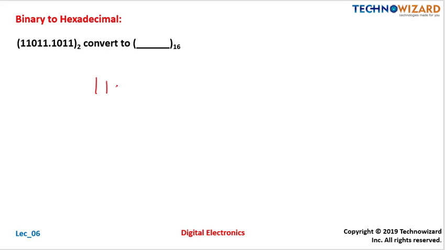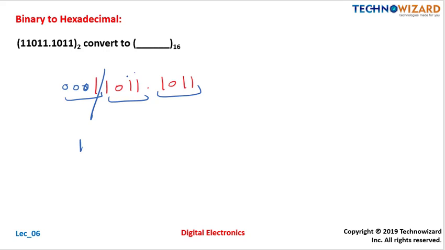Next one is binary to hexadecimal, 11011.1011. In this you have to convert into hexadecimal number. So separating these like this, we get 1101 and 1011. This is how you can write this number. I am taking here 000, okay, and this is already a 4-digit number. So this is 1.